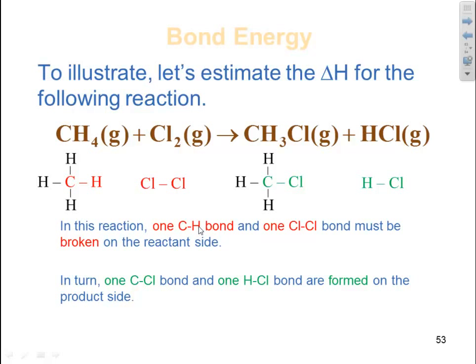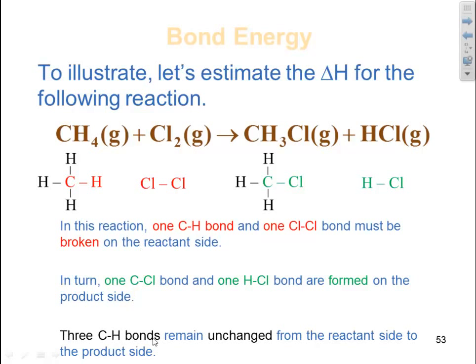So in this reaction, one C-H bond and one Cl-Cl bond must be broken on the reactant side, and in turn one C-Cl bond and one H-Cl bond are formed on the product side. We have to account for those. The three C-H bonds that remain unchanged from the reactant side to the product side, we will not account for. They'd be the same. We could put them in the equation if we wanted, but they cancel out. So we're going to ignore those three bonds.